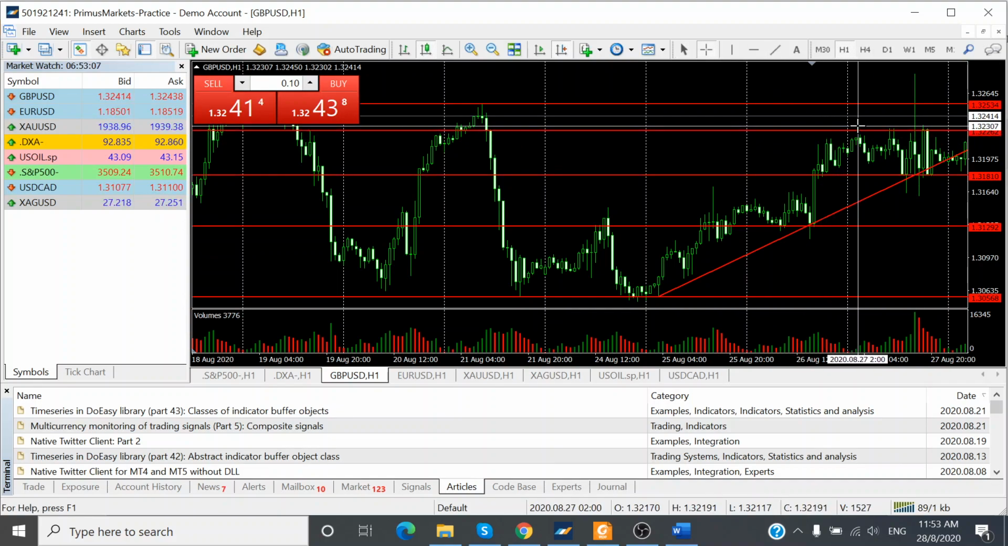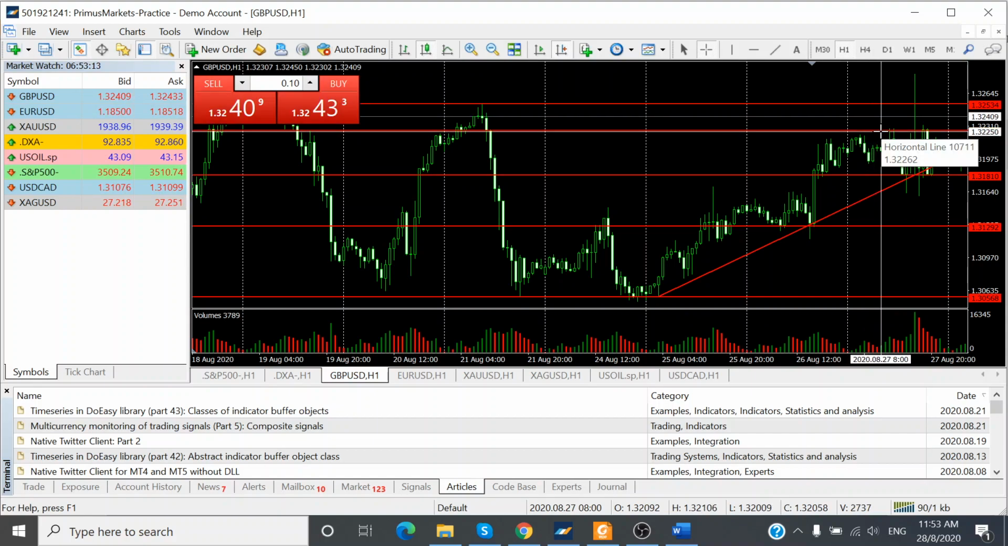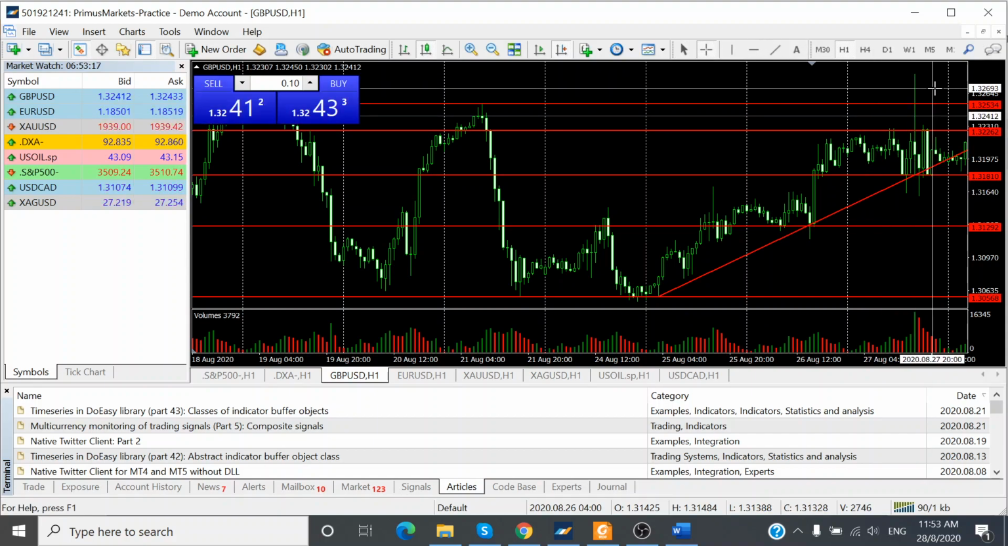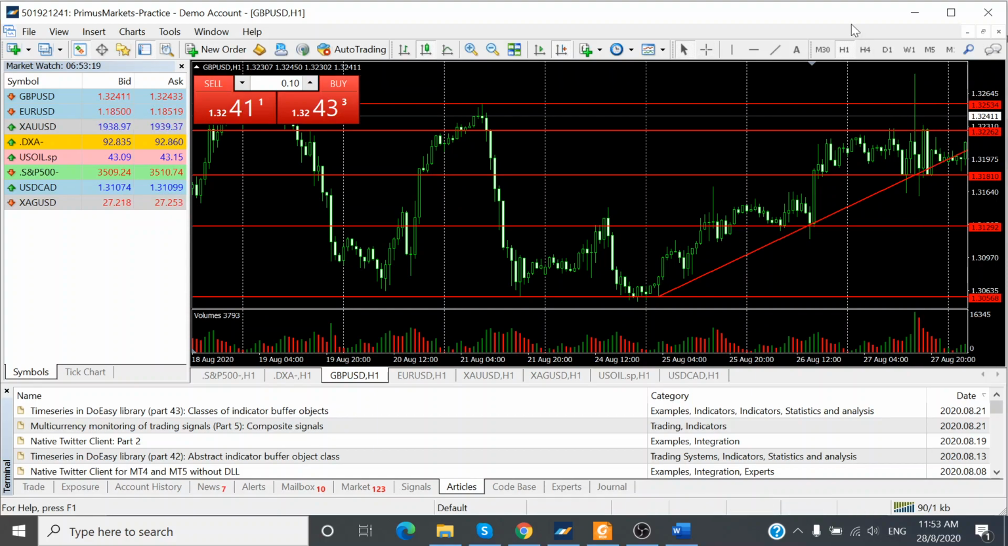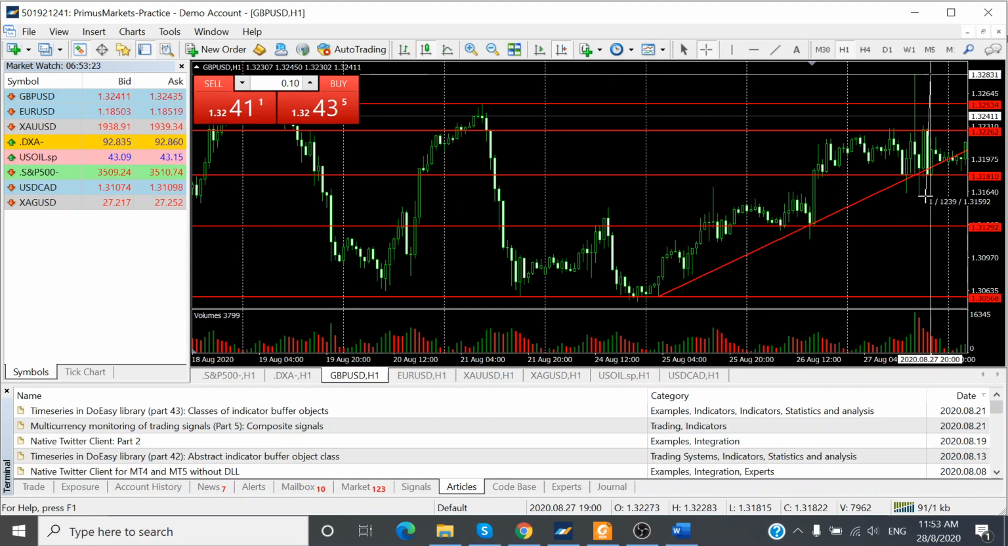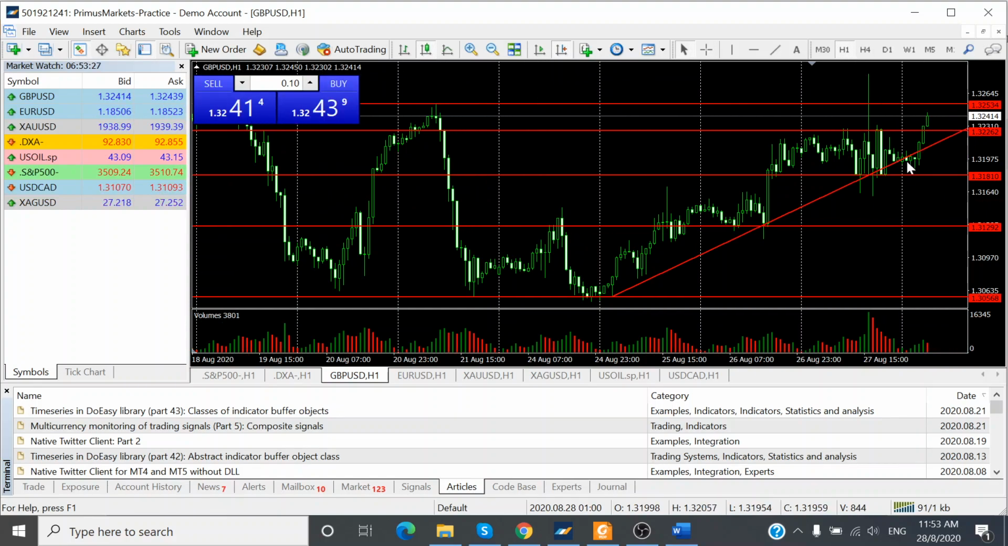Okay, the keyword here is before closing the hour candle below the resistance levels. Okay, so it came back down from this high to a low of 1.3159, so it came back down 120 pips before going sideways again.